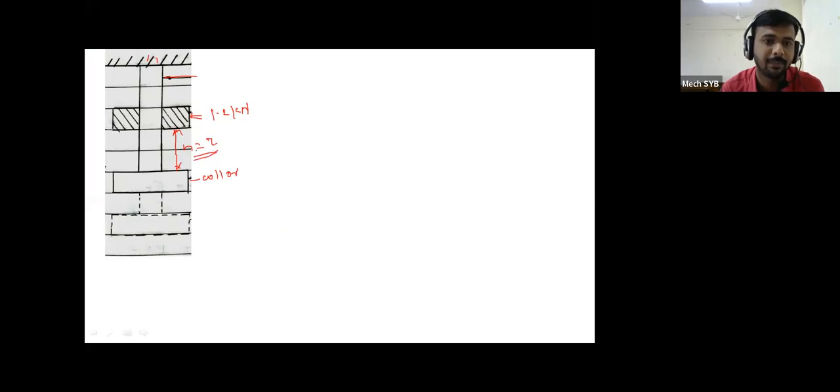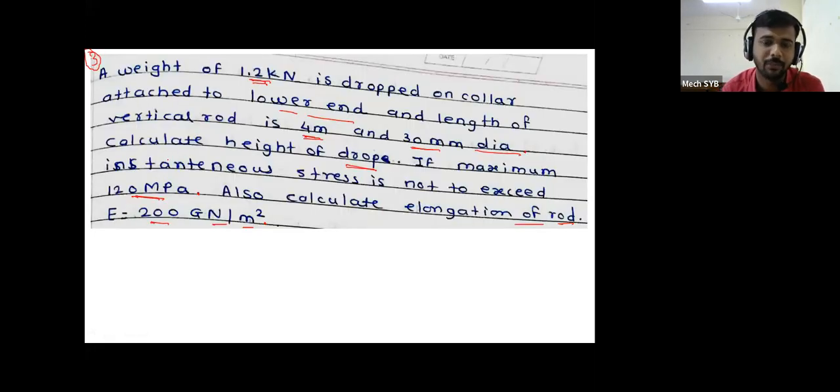So far, this certain height was given to us, and using the sigma formula we were directly calculating the sigma value as a stress value. Then we were calculating the strain energy, then the elongation. But if you read this statement carefully, conditions are the same, but we have to calculate the height of drop if the maximum instantaneous stress is not to exceed 120 megapascal.